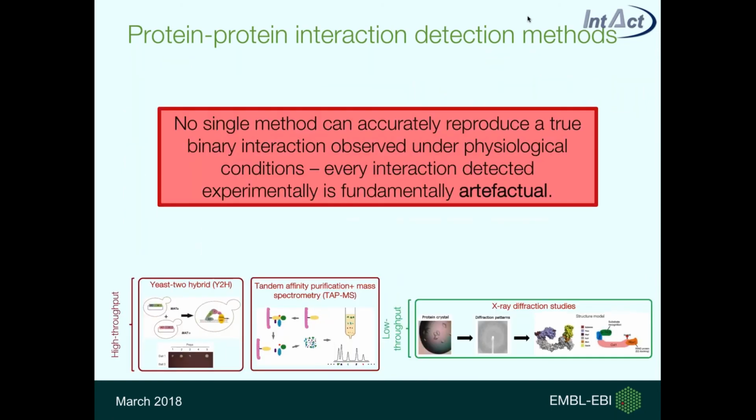What we need to remember is that not one single method can accurately reproduce the true binary interactions observed under physiological conditions, so unperturbed in vivo natural conditions, because every interaction detected experimentally is fundamentally artifactual. We always perturb the system in one way or another. We have to remember that what we observe could both be false positive as well as false negative.